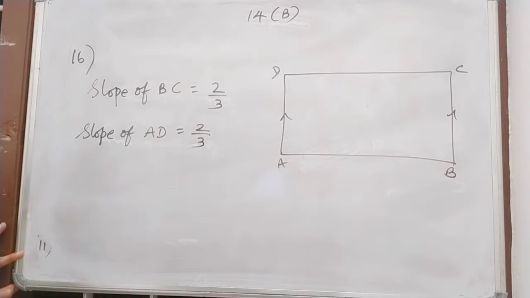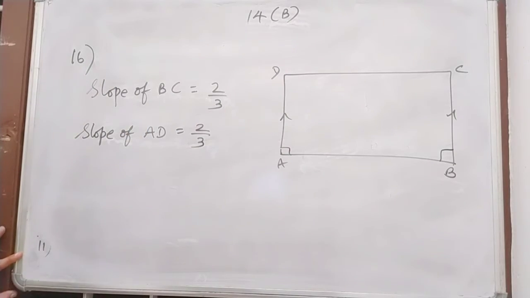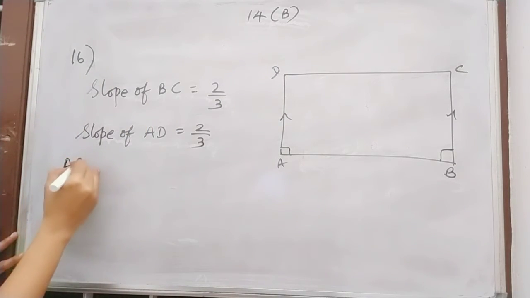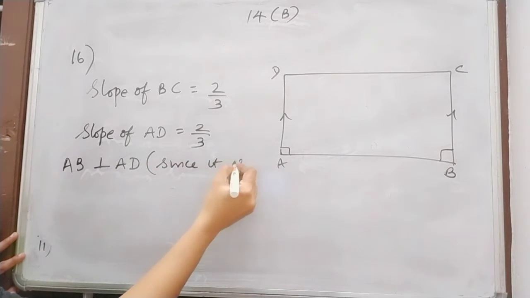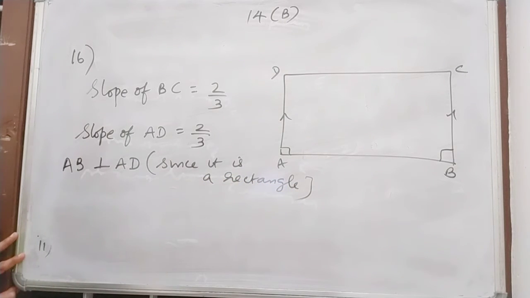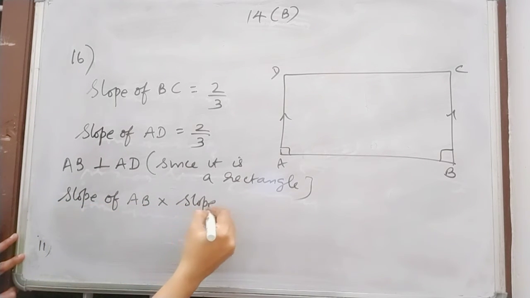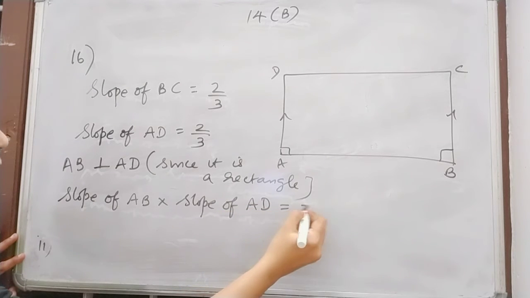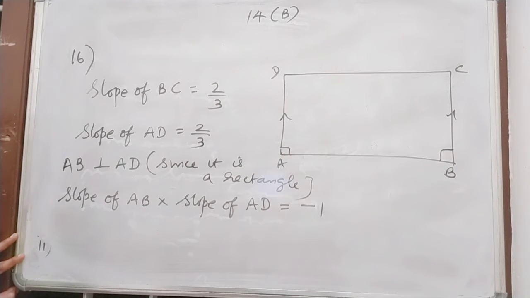AB is perpendicular to AD. Why? Because ABCD is a given rectangle. So AB will be perpendicular to AD. So the slope of AB times the slope of AD will be equal to negative 1. That is, the product of their slopes will be negative 1 if they are perpendicular.